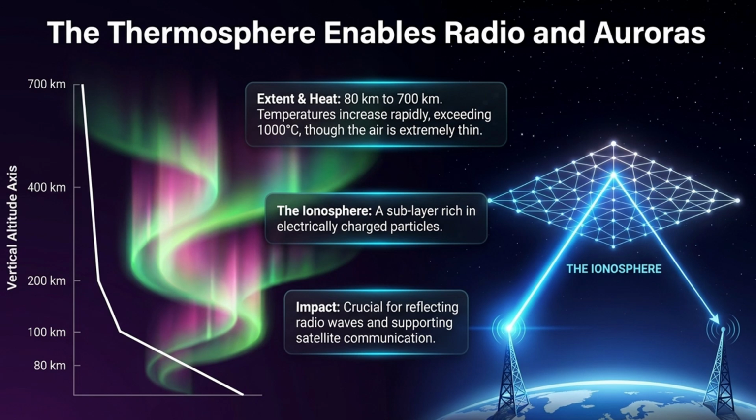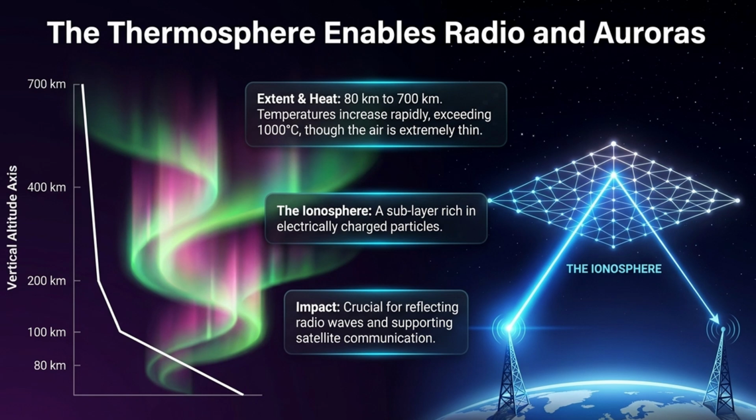An important region associated with the thermosphere is the ionosphere. It contains a large number of electrically charged particles, or ions and electrons, produced mainly by the interaction of solar radiation with atmospheric gases. The ionosphere is very important for radio communication because it can reflect or refract certain radio waves, allowing them to travel over long distances. It also plays an important role in satellite communication and other space-based technologies.